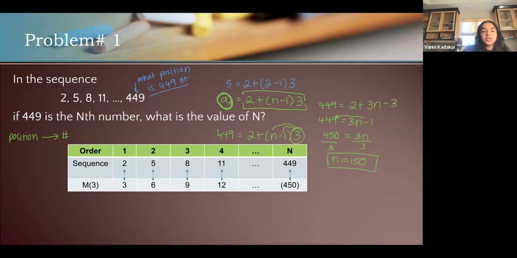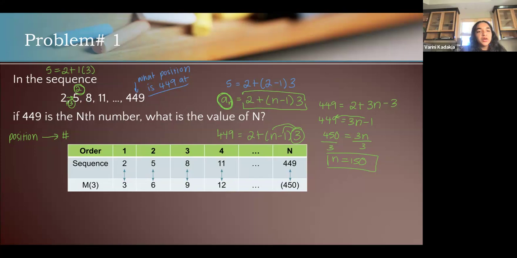So let's look at 5. How can we take 5's position of 2 and get the number 5? So let's look at the common difference. We know that the difference between 2 and 5 is 3, right? How many times do we add 3 to 2 to get 5? One time, right? So our formula so far is looking like 5 equals 2 plus 1 times 3, right? How can we represent 1 in terms of 5's position?